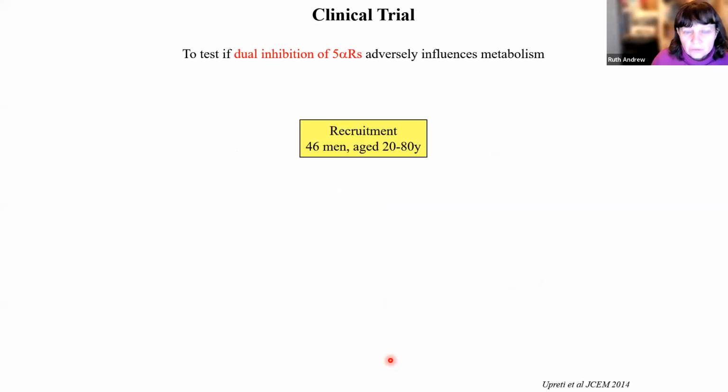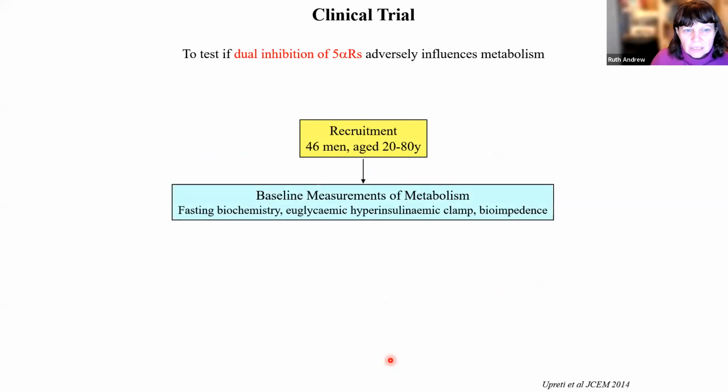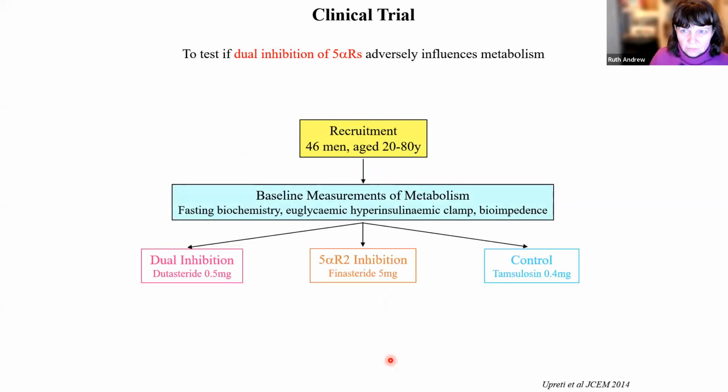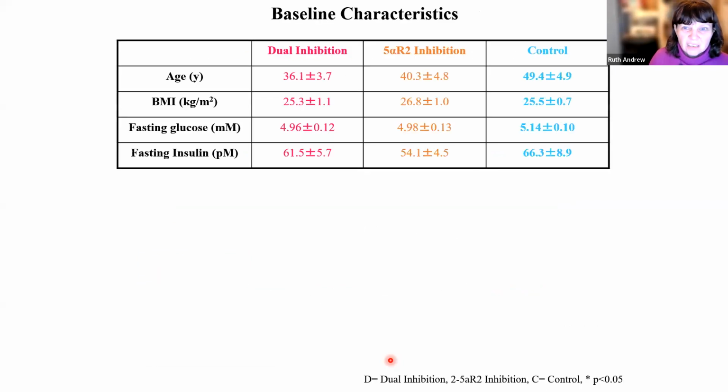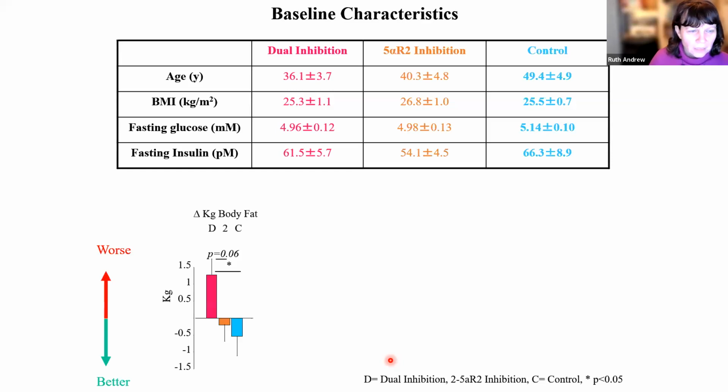It was a quite wide age range for 6 men. And we made baseline measurements by a number of different detailed metabolic phenotypes, gave them the different inhibitors, and then measured them again 3 months later. And we had a relatively healthy group to start with. Their BMI was about 25, there were no diabetic people within it, and perfectly normal blood biochemistry. And what we then did was study them over the 3 months.